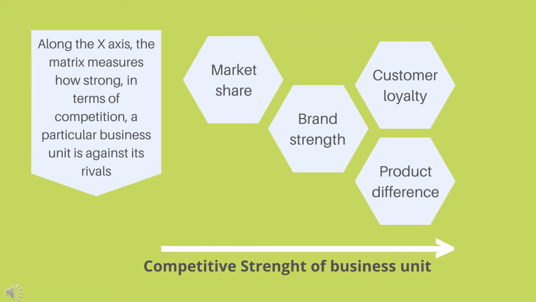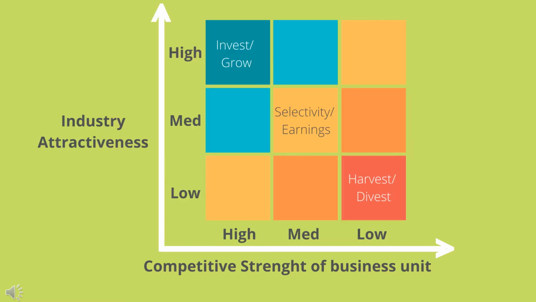Along the x-axis, the matrix measures how strong, in terms of competition, a business unit is against its rivals. In other words, managers try to determine whether a business unit has a sustainable competitive advantage. The following factors determine the competitive strength of a business unit. Number 1, total market share. Number 2, market share growth compared to rivals. Number 3, brand strength. And number 4, profitability of the company.